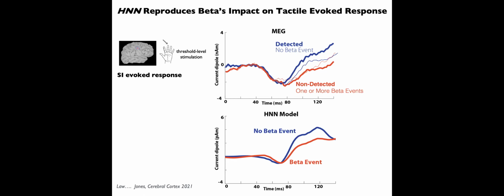Okay, so what's going on in the underlying circuit? Why is it that when you have a beta event, you get an evoked response that looks like this, and it corresponds to, I didn't feel the tap to the finger? Or if you don't have a beta event, you get a larger evoked response and the subject says, I did feel the tap to the finger. Well, what the model suggests is as follows.